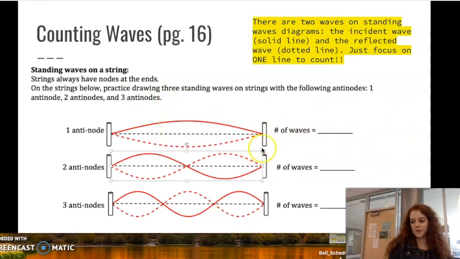Write down your guess. How many waves do you see here? Write down your guess. How many waves do you see here? Write down your guess. And when I say waves, remember I mean wavelength.